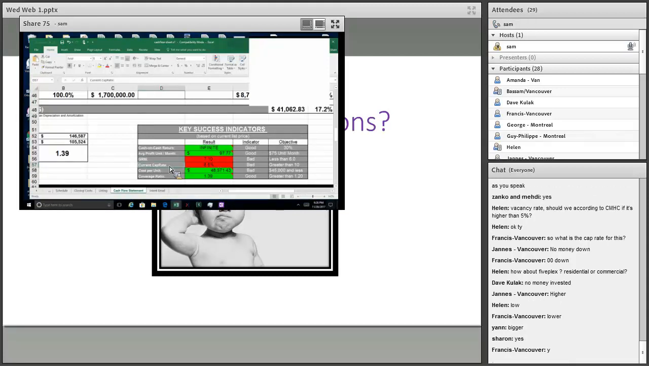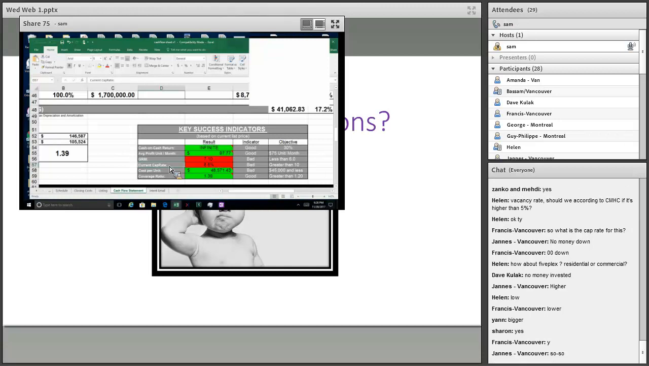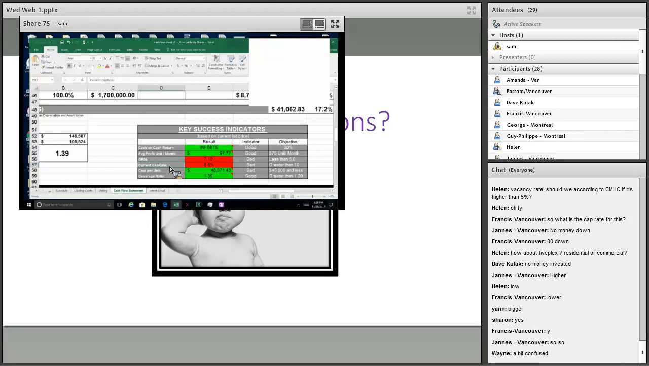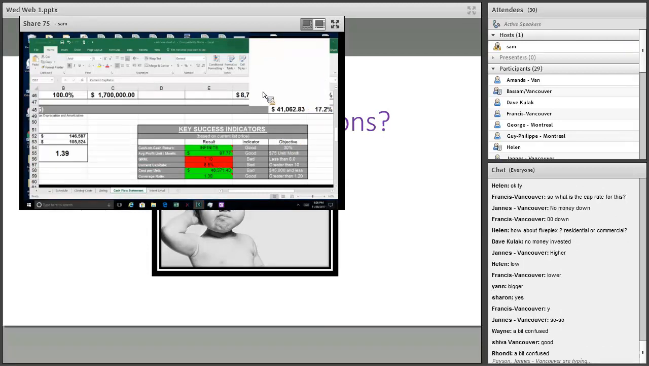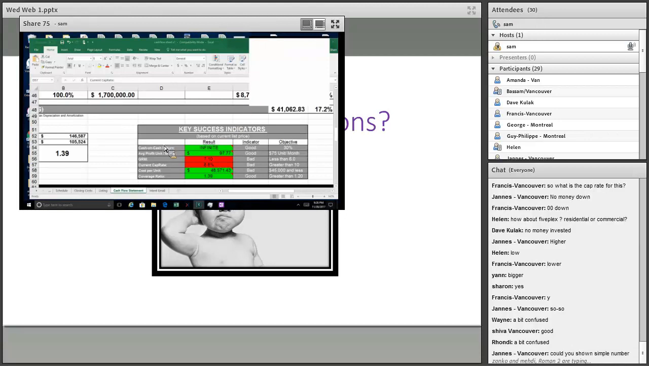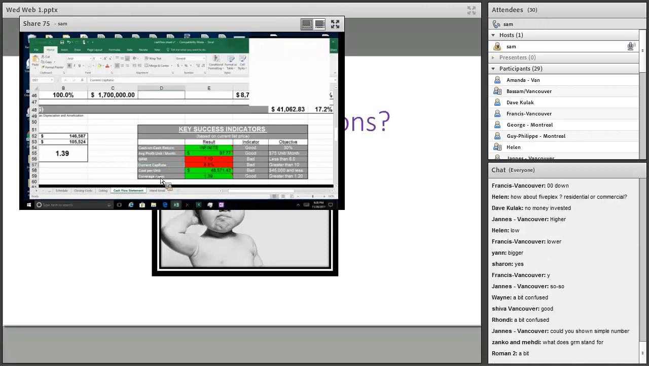Anybody? Good. Is anybody confused? If you're confused, it's okay. You can say it. This is the time. No worries. I'll go over cap rate because it's pretty important on one of our sheets. No worries, it's okay. You're going to go through this. This is the stuff that protects you.